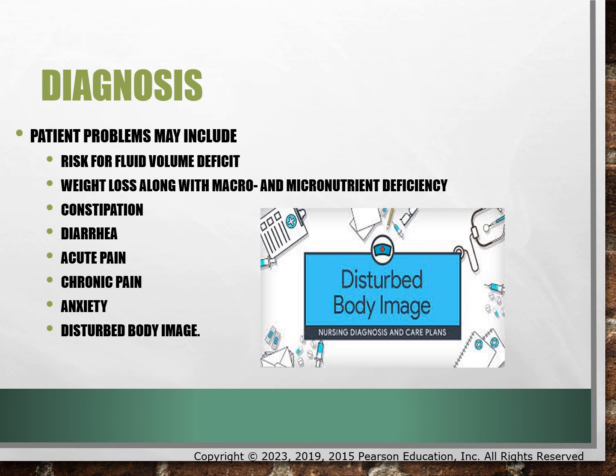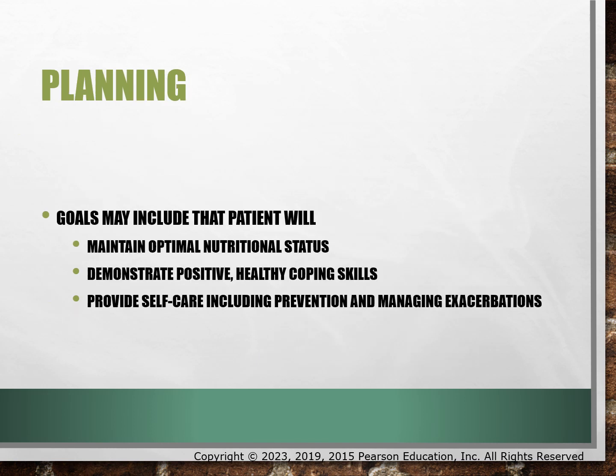The diagnoses are listed here for you on page 745. Risk for fluid volume deficit because they're losing volume, weight loss, constipation, diarrhea, acute pain, chronic pain, anxiety, and disturbed body image. Planning. Planning the care of the patient with either UC or Crohn's disease should be collaborative between the healthcare team and the patient. IBD is a lifelong and potentially life-altering diagnosis. Incorporating the patient's wishes will help to achieve mutually decided on goals. You never leave the patient out, okay?